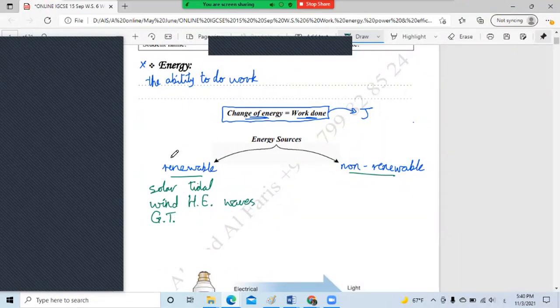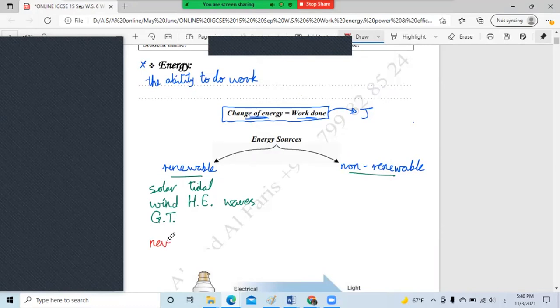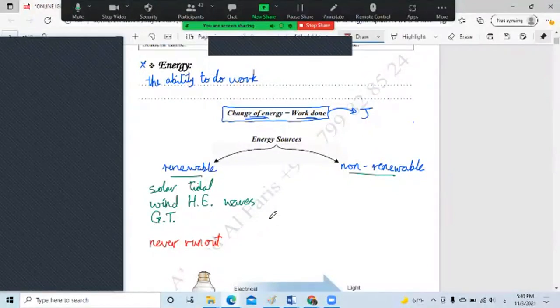So what do I mean by renewable energy source? These forms of energy will never run out during human life.